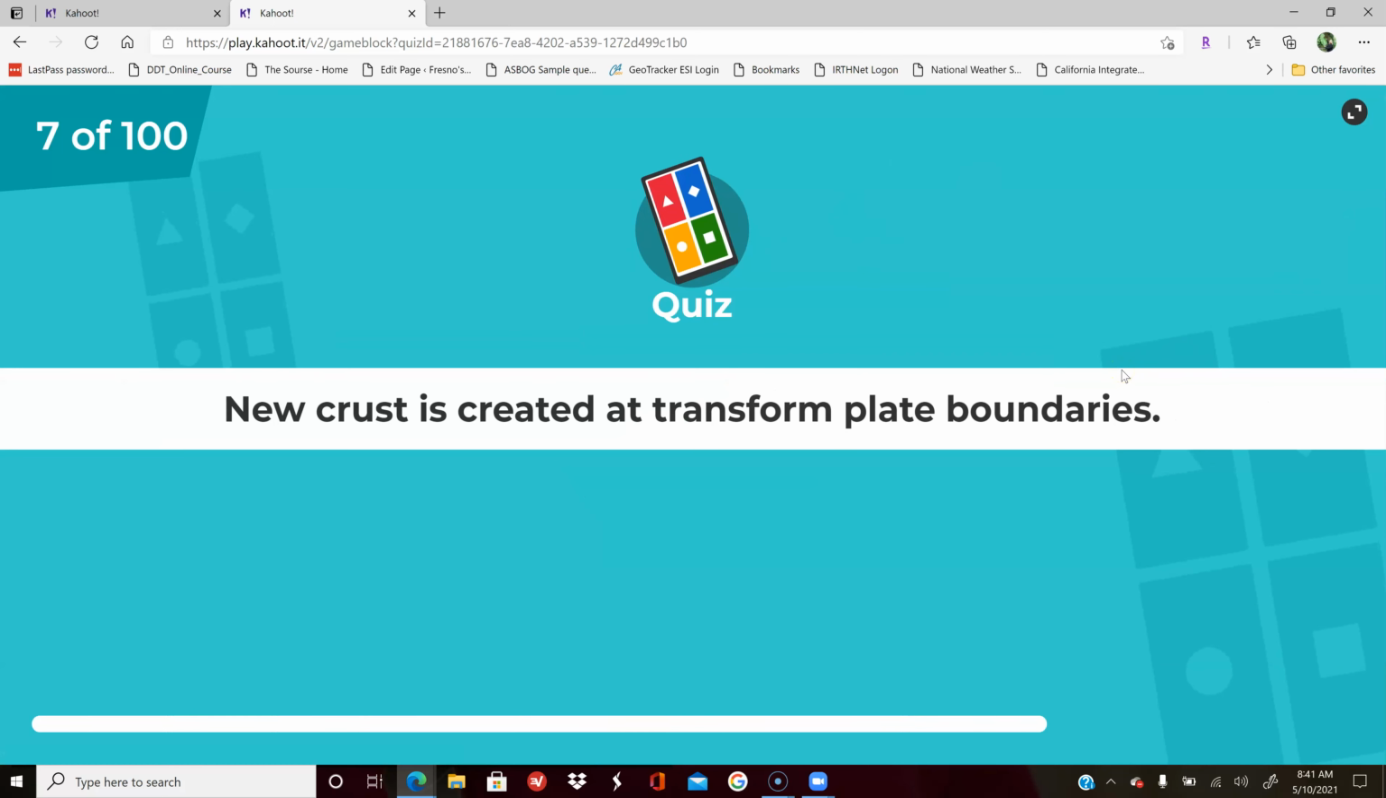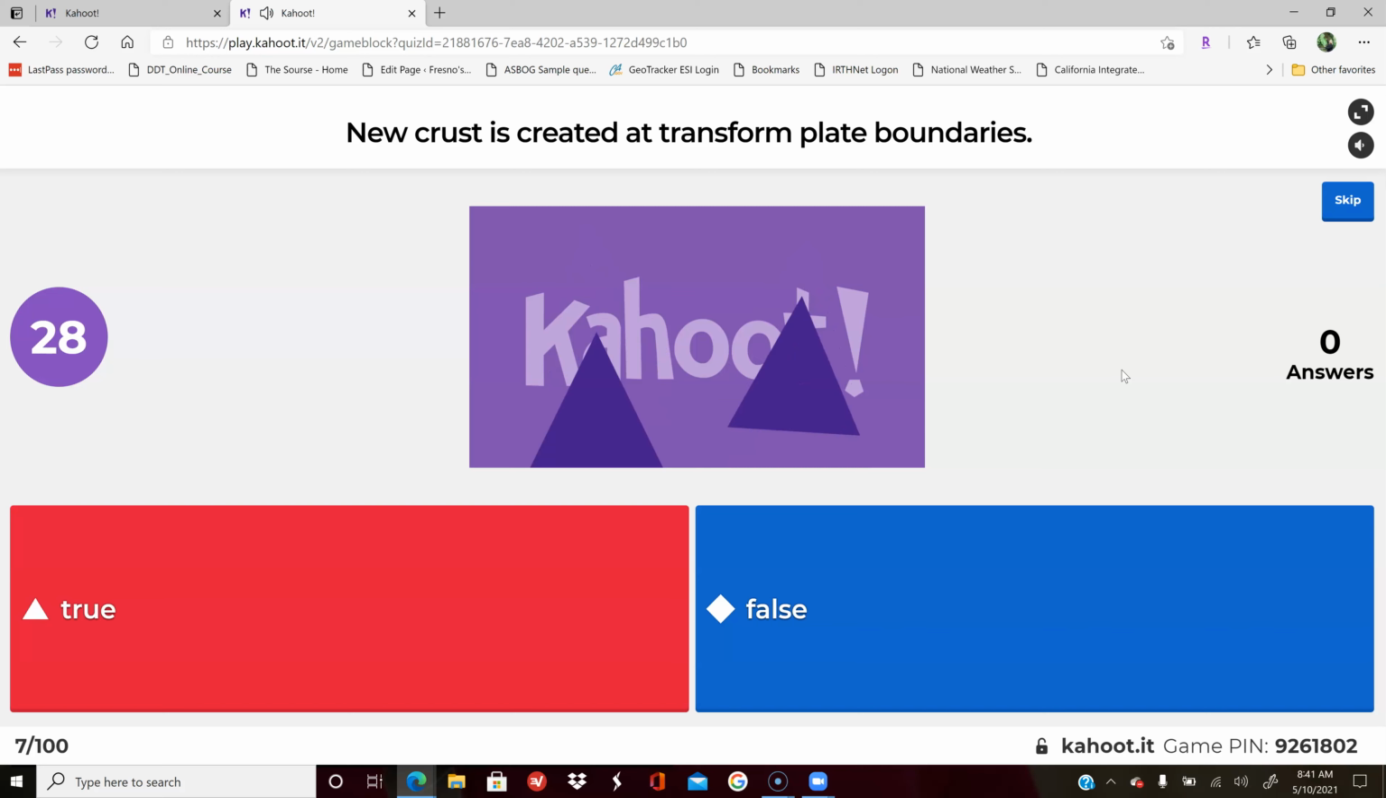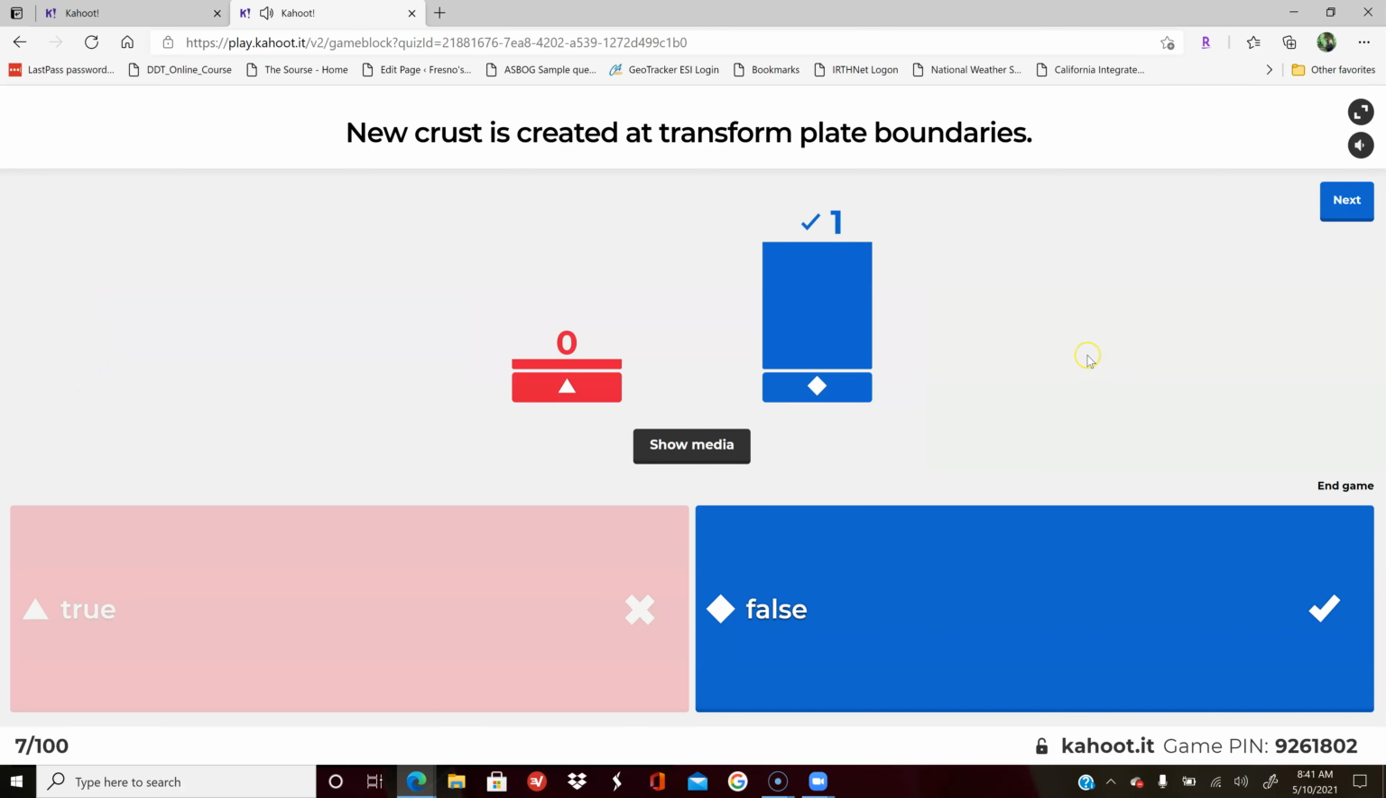New crust is created at transform plate boundaries. This is false. New crust is created at divergent plate boundaries where two plates pull apart and there is a crack left in the crust where mantle material can fill in, forming new crust. At transform plate boundaries, all they do is slide past each other, which creates horizontal offset on the surface.